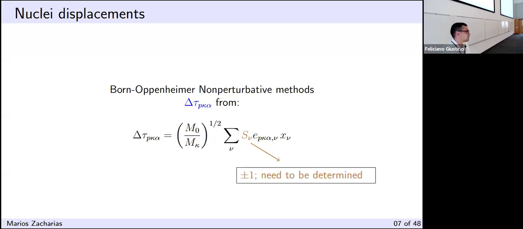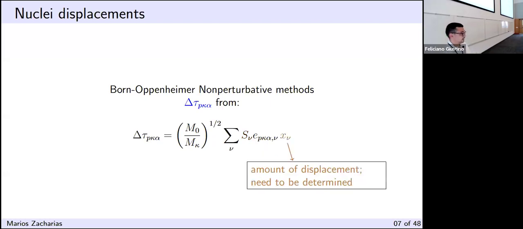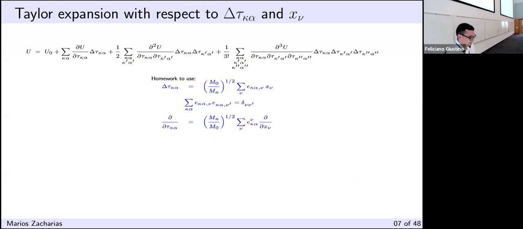So these signs can, of course, be either plus or minus 1 and need to be determined. Another variable that we need to determine is basically the amplitude of the normal coordinates. So we are going to see how we can determine these two variables using the special displacement method today.